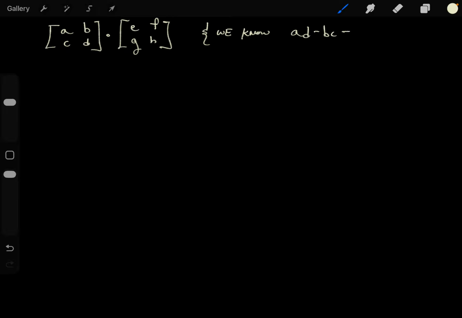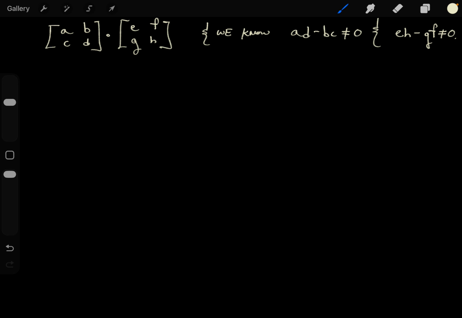So let's say we have two matrices that are both invertible. So we have A, B, C, D, and then E, F, G, H. And we know AD minus BC does not equal 0, and EH minus GF does not equal 0.